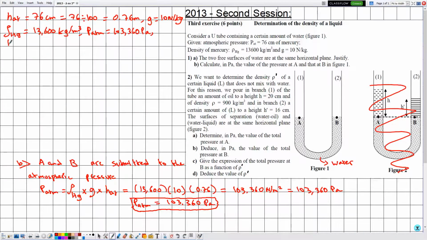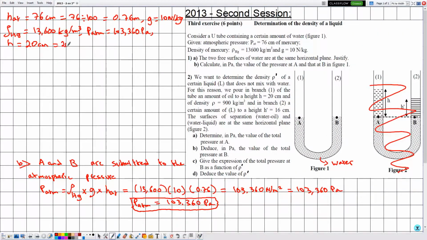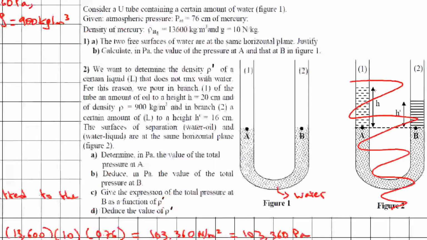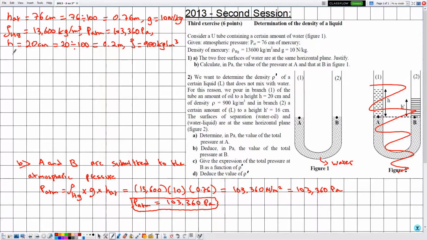So let me write here that the value of H is given by 20 centimeter, knowing that centimeters is not the SI unit of length. So from centimeters to meters we divide by 100, then 20 divided by 100, then the value of H is given by 0.2 meters, and the density of oil is given by 900 kilogram per meter cube. And in branch 2, we pour also a certain amount of L to a height H prime equal to 16 centimeters, which is 16 divided by 100, equal to 0.16 meters.